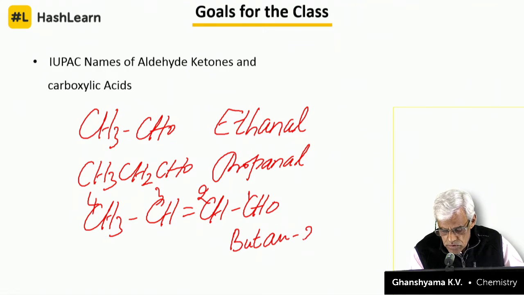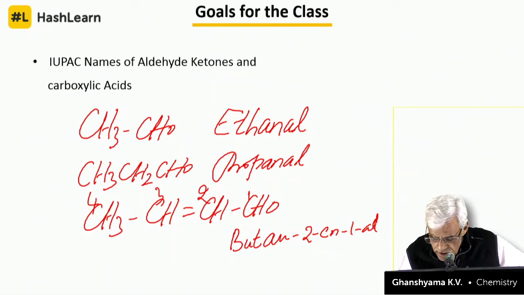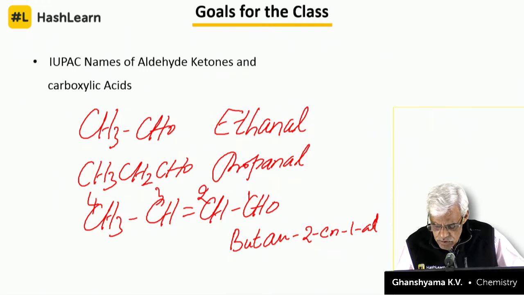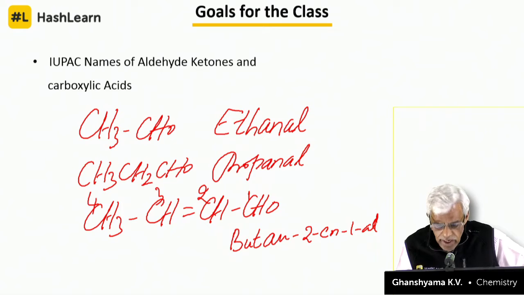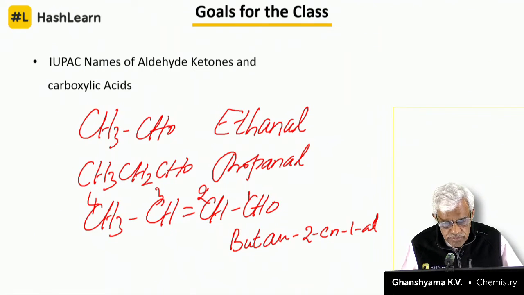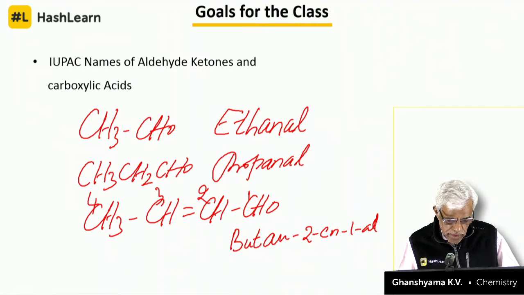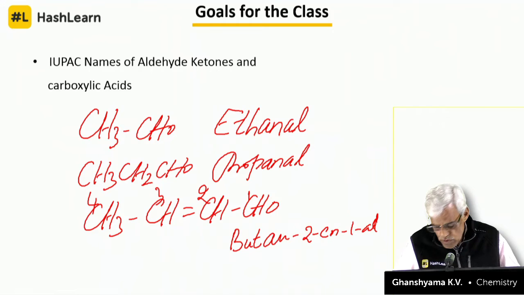Butan-2-en-1-al, or you may write butan-2-enol, or better butan-2-en-1-al. So this is an unsaturated aldehyde.